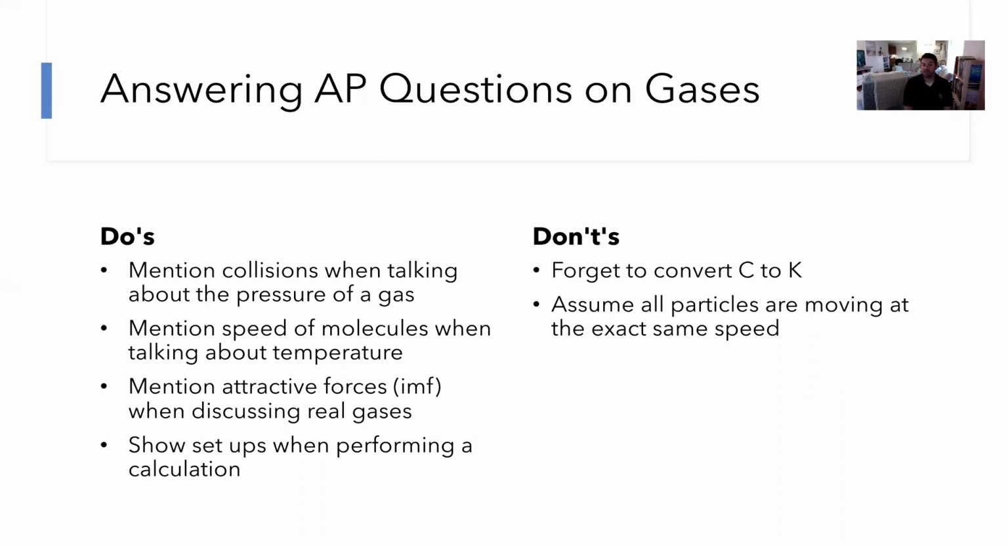And then the don'ts. Don't forget to convert Celsius to Kelvin. A lot of the questions will give you the data in Kelvin, but that is a very simple mistake that you will lose points on in a free response. All right, and don't assume all particles are moving at the exact same speed. All right, the College Board will bait you with that. They expect you to know that there's a distribution of speeds and that the average speed is correlated with the average temperature. They will sometimes include that in a prompt or in a multiple choice question. If you ever see something where it mentions specifically that they're moving at the exact same speed, that is incorrect. So don't fall for that answer.